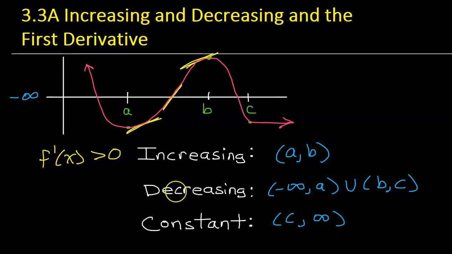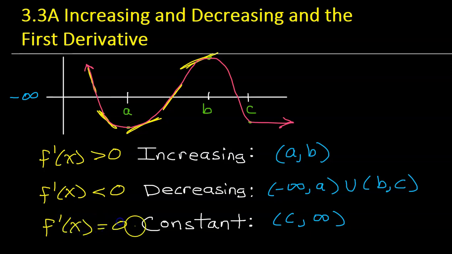Similarly, if you look at a decreasing interval, like from negative infinity to A, you can very quickly see that we're looking at negative slopes in that interval. So the derivative in a decreasing interval will always be less than 0. And of course, for a constant interval, it's horizontal. So the slope is 0. So therefore, the derivative will equal 0 on a constant interval.